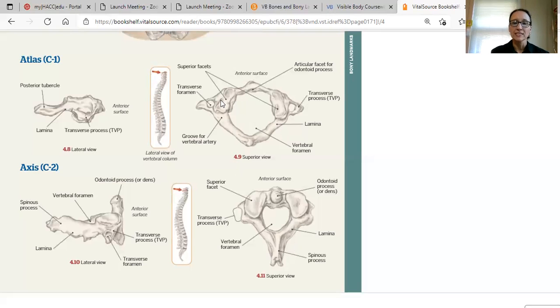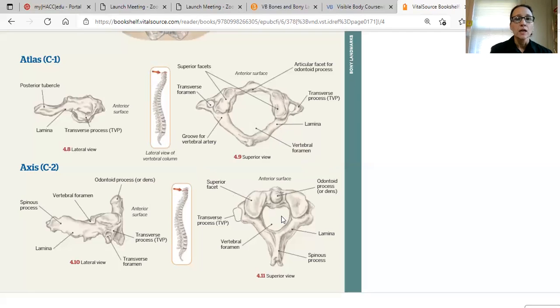Okay, and then one last thing, in C1 you have transverse foramen. You don't have those anywhere else. Well, actually you do, but only in the cervical vertebrae. After the cervical vertebrae, they stop. Transverse foramen are little foramen within the transverse processes, and these are specifically for vertebral arteries. Okay, so there's a lamina and the transverse process.